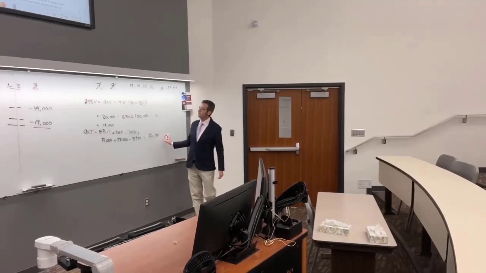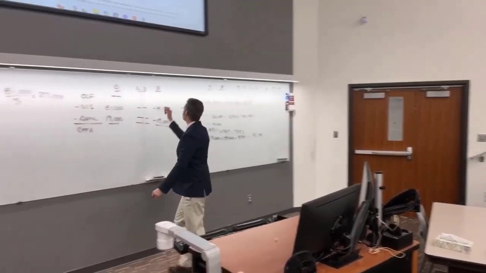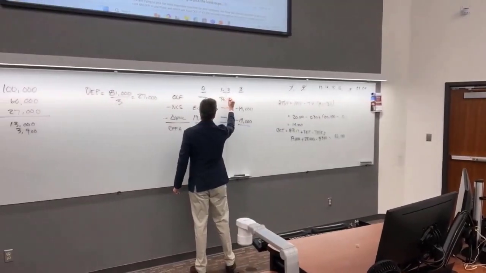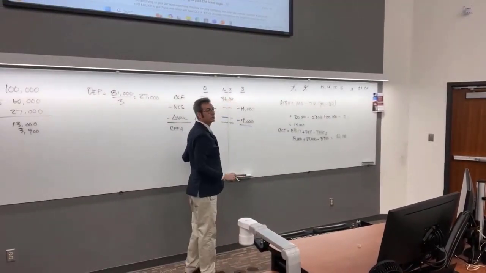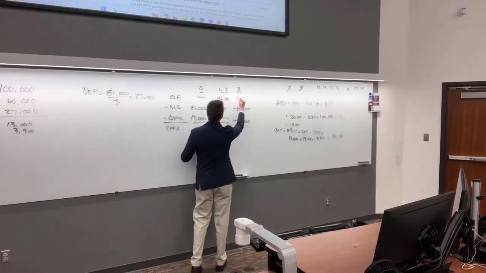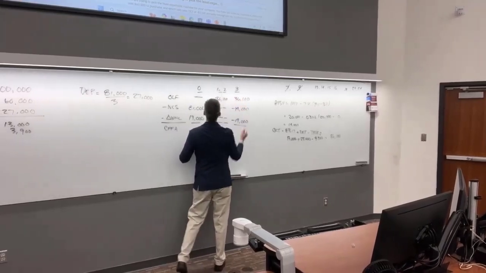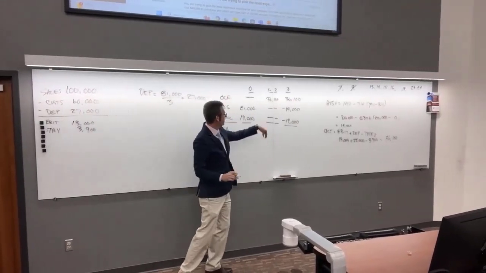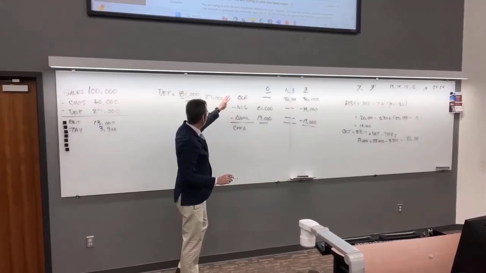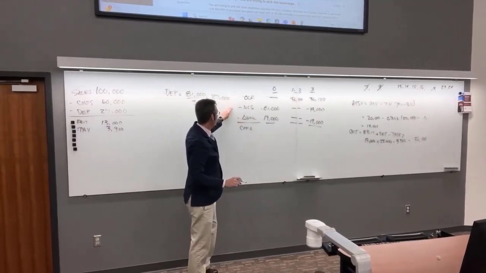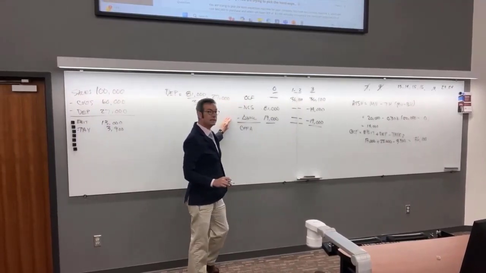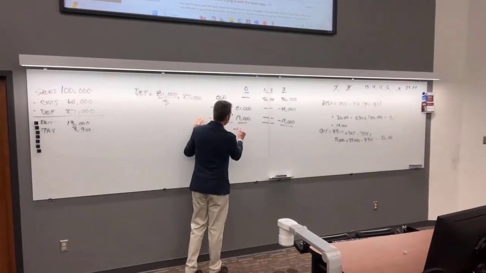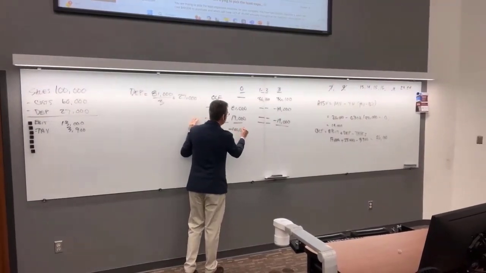Okay, so what do we do with that number? It goes here, and where else does it go? Year 3. Okay, now I can do these 3 columns. So OCF minus 81,000 minus 19,000 gives me minus $100,000.